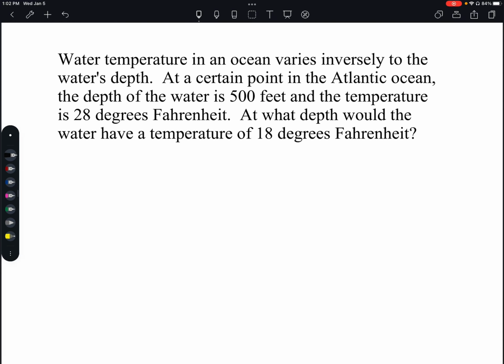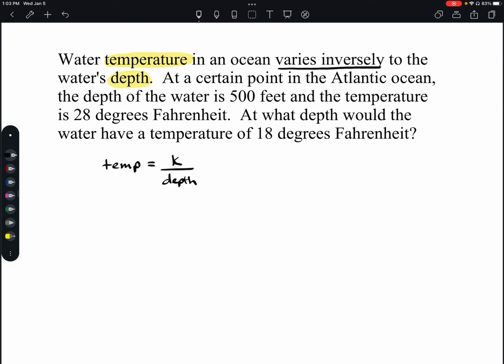All right, moving on. There are a number of word problems in this, so you just have to take your time and read carefully. The first one says water temperature in an ocean varies inversely to the water's depth. So those are some of the key words. Our temperature is going to vary inversely to the depth, so as I write this out, my temperature should equal K divided by our depth.